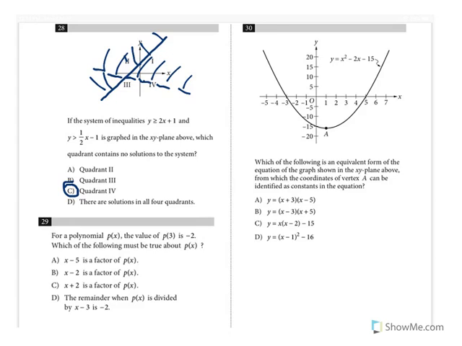For a polynomial p of x, the value of p of 3 is negative 2. Which of the following must be true about p of x? All right, let's look at our answers. x minus 5 is a factor of p of x. x minus 2 is a factor of p of x. x plus 2 is a factor of p of x. The remainder when p of x is divided by x minus 3 is negative 2.